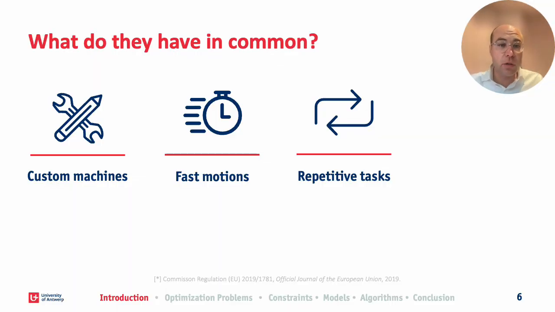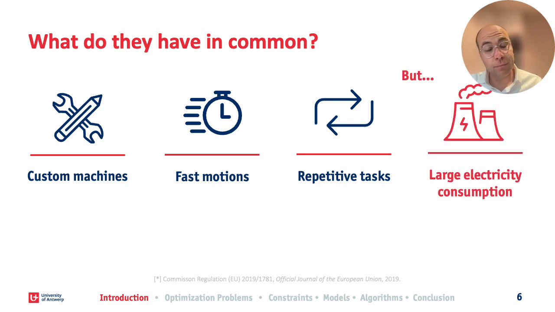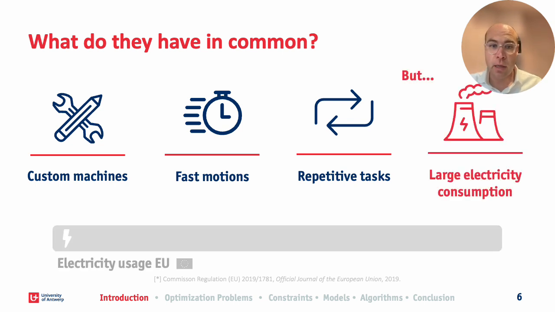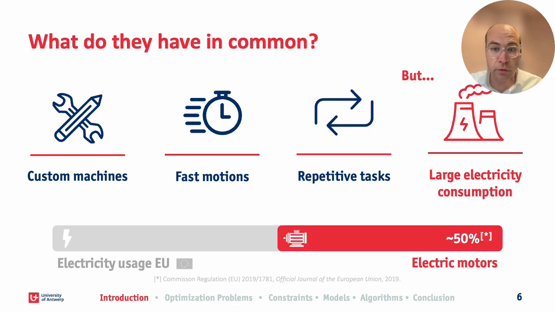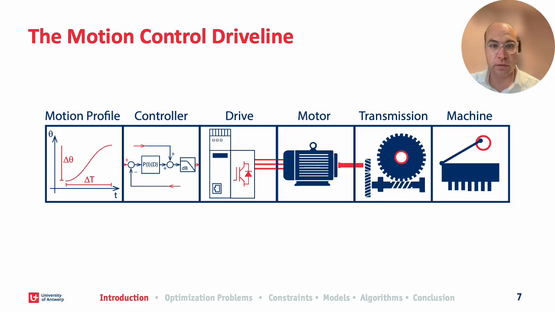So what we see for all these machines: custom-made, fast motions, repetitive tasks. They are very common in industry, but also large energy consumption. Actually, of the total electricity usage in the European Union, 50% goes to electrical motors. So we see large potential there for saving energy costs, but also reducing the carbon footprint.